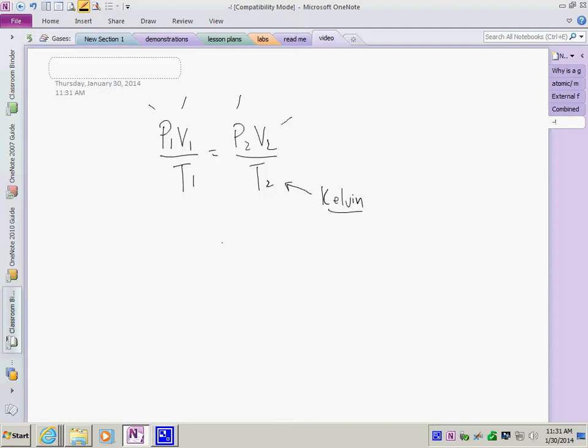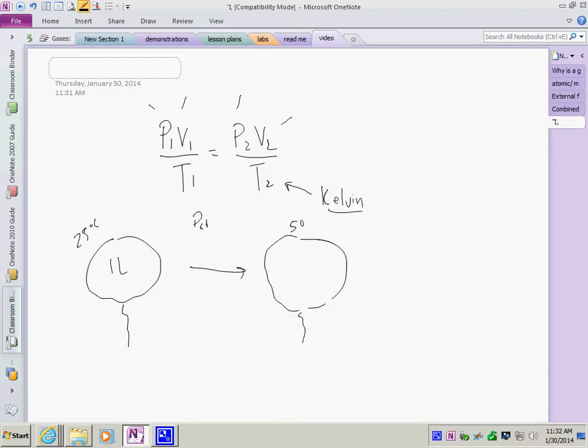Here's an example. Let's say we take a balloon, and let's say this balloon is 1 liter in size, and let's say it's at 25 degrees Celsius. I take this balloon and I crank up the temperature to 50 degrees Celsius. Conceptually, you should note that it should increase in volume. The pressure on the inside, the atmospheric pressure, is here, and it would be the same as in here, the same as here. The pressure is not changing in either balloon in the end.